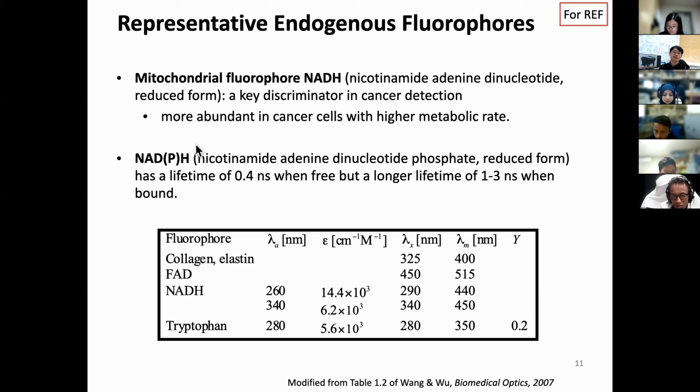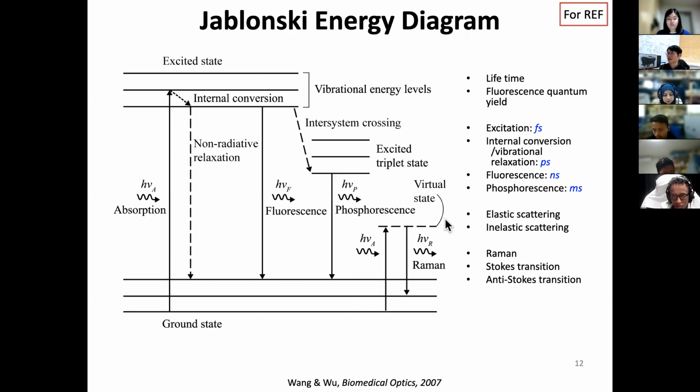So when you are dealing with a fluorophore, what you really want to know is the excitation wavelength peak and the emission. Usually emissions are longer than excitation, as you can see. And these are endogenous fluorophores. Even collagen has its fluorescence in the UV range. Elastin, FAD, NADH, and the amino acid tryptophan, at 280 nanometers, still has fluorescence. And even quantum yield has been studied.